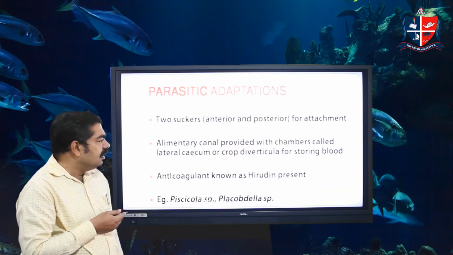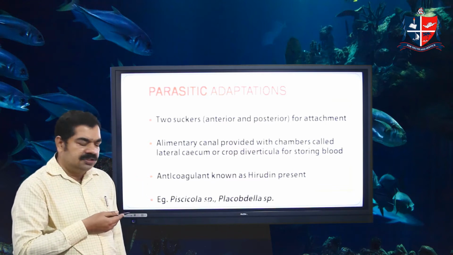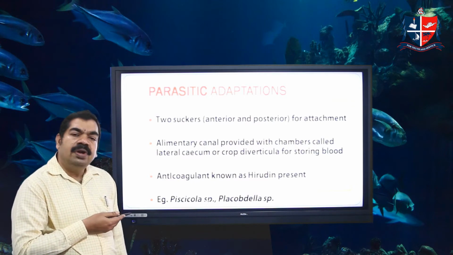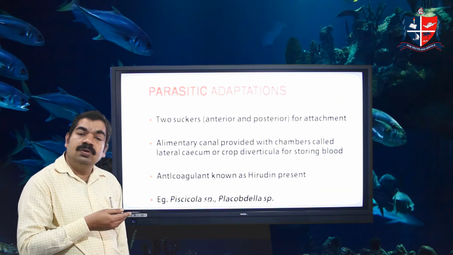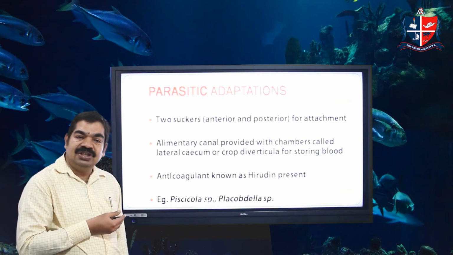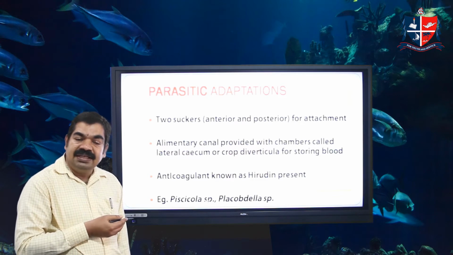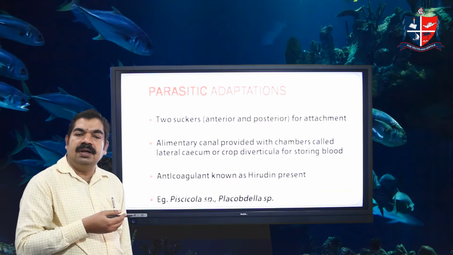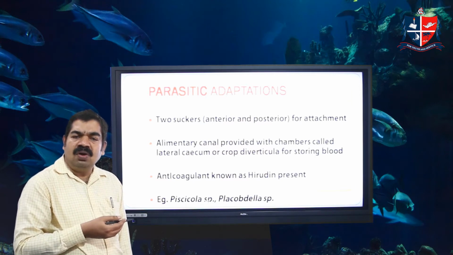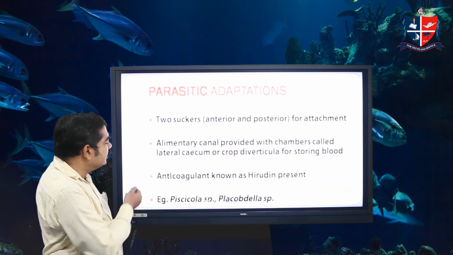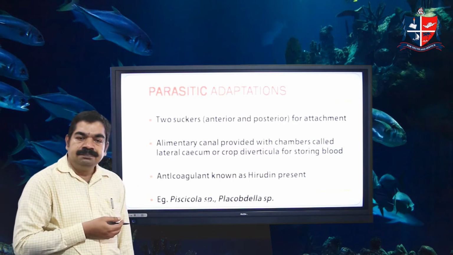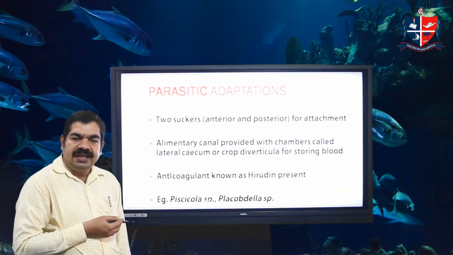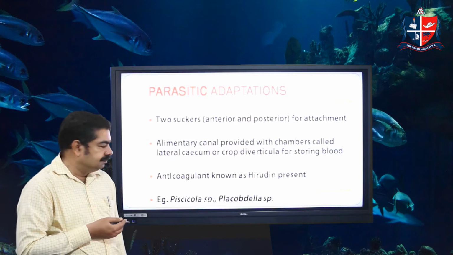Second point, the alimentary canal is provided with chambers called lateral cecum or crop for storing blood. So I have already told you that the feeding habit of leech is sanguivorous, that is, blood sucking habit. So in order to store a large quantity of blood, they have a specialized organ in their body called lateral cecum or crop diverticula. So that is another parasitic adaptation of leech, in which they store large quantities of blood.